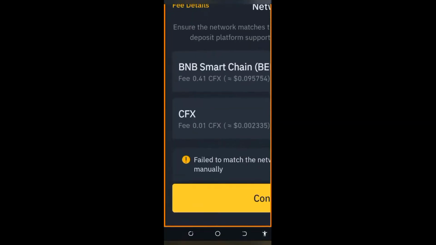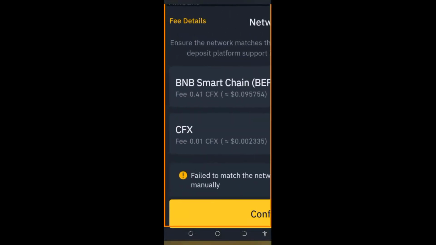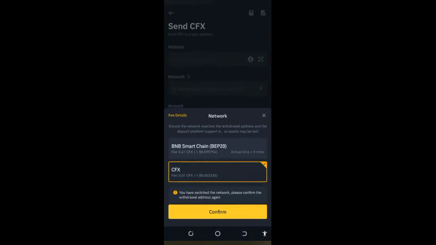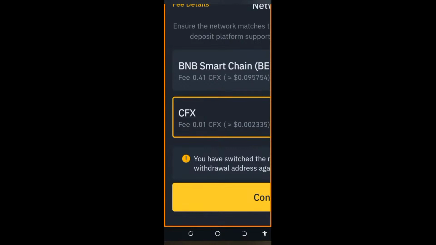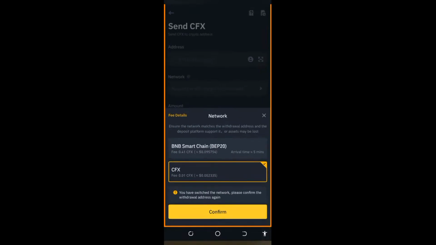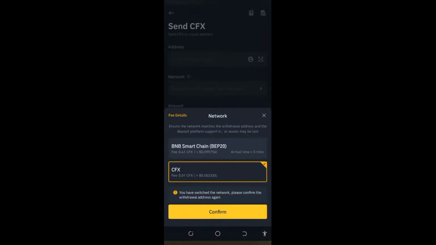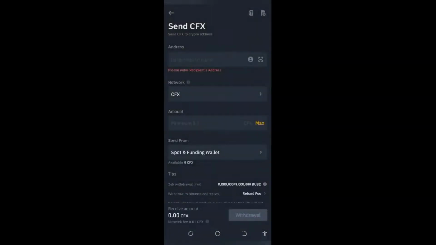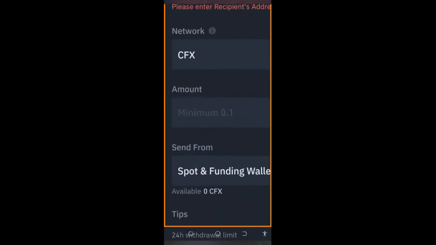Does it say Conflux eSpace? I'm not seeing eSpace, but I'm seeing CFX. So let's click on CFX. How much is it? It's just about 0.002. That's less than 1 cent. Beautiful. That's less than 1 cent to send. Okay, let's go ahead and click on confirm. So what we're going to do here is that we need to be sure that this is going to deliver. Don't forget, if you send money to a wrong address, your money is gone. Okay, so now what is the minimum that we can send? The minimum is 0.1 CFX.